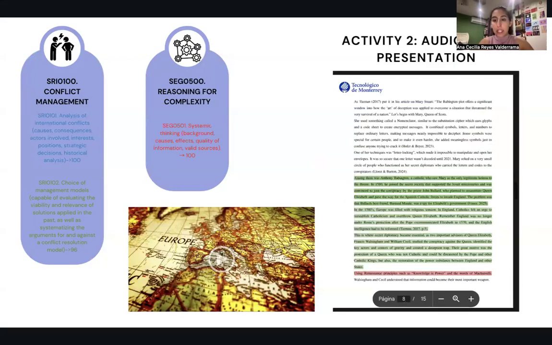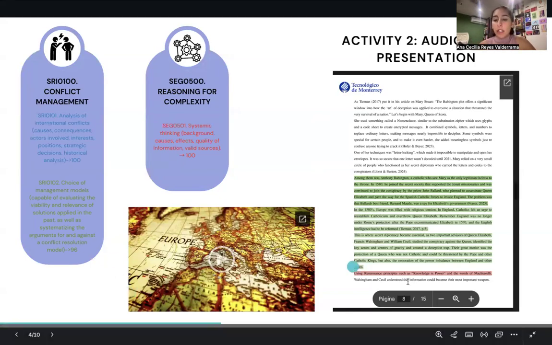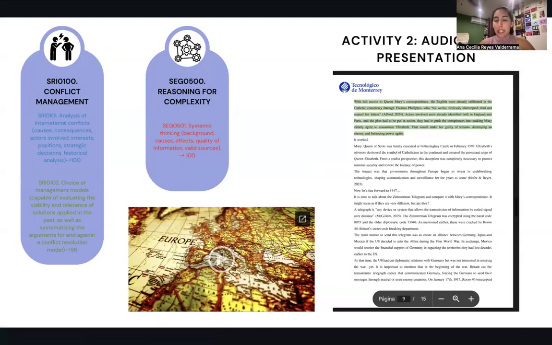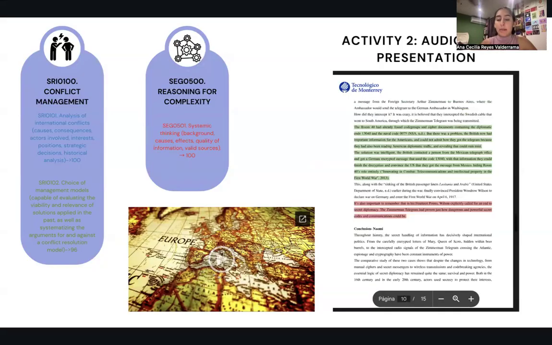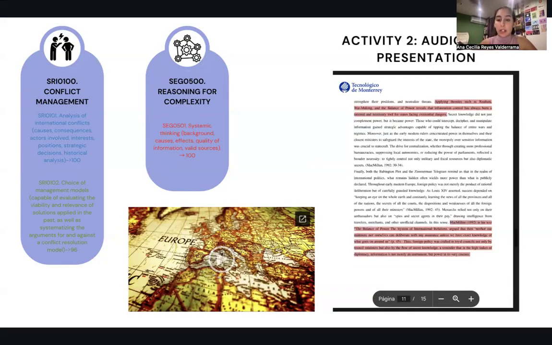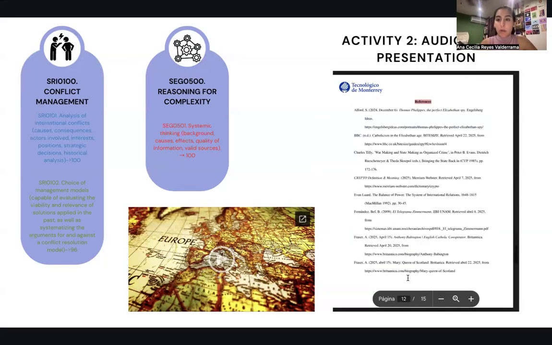So that's what we did here, and I put 100 in each of those, and I put a 96 in the choice of management models, because we were able to explain how in the past the solutions were essential for each case, but we weren't super in depth, since that wasn't the specific document that we did. But still, we tried to apply criticism to the solutions and explain why they happened. As you can see in the whole document, I tried to put where you could see the competences.